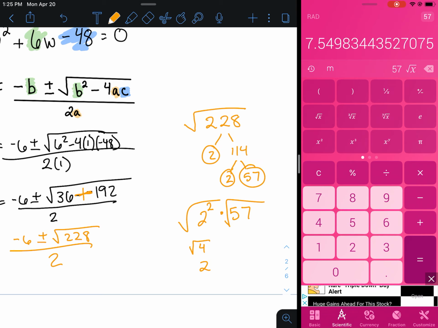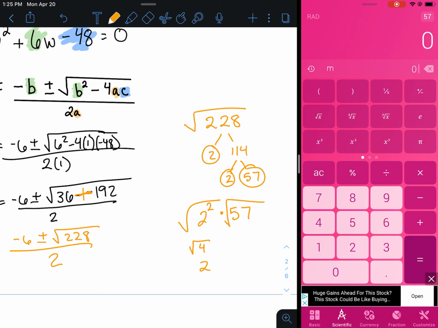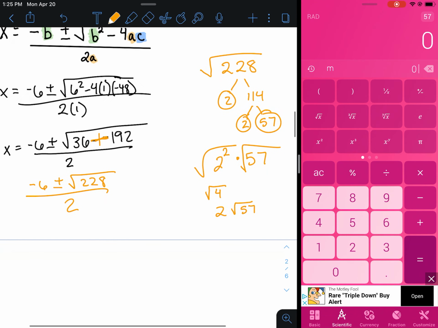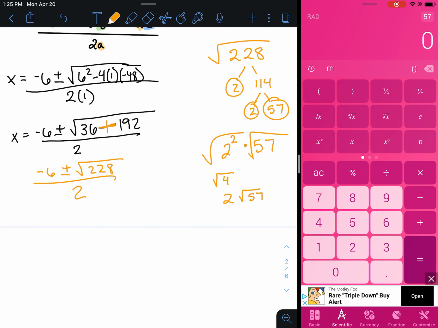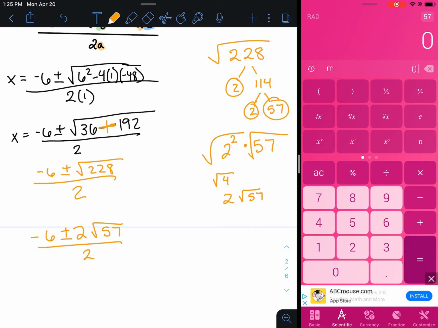Now the square root of 57, not possible. It's a prime number, so it would just be simplified to 2 square root of 57. So when I have my answer over here, I'm going to have negative 6 plus or minus 2 square root of 57, all divided by 2. Notice, I'm not using any decimals. Do not convert these to decimals.